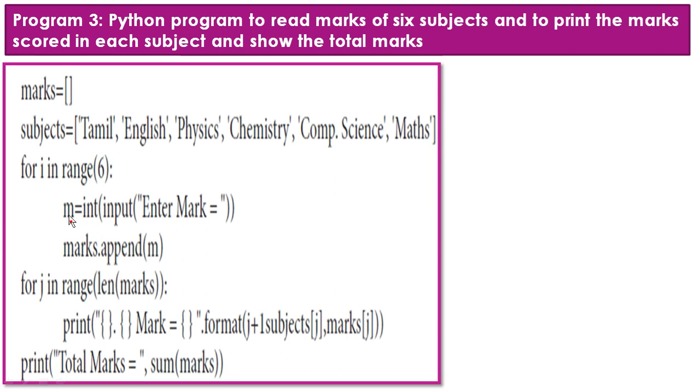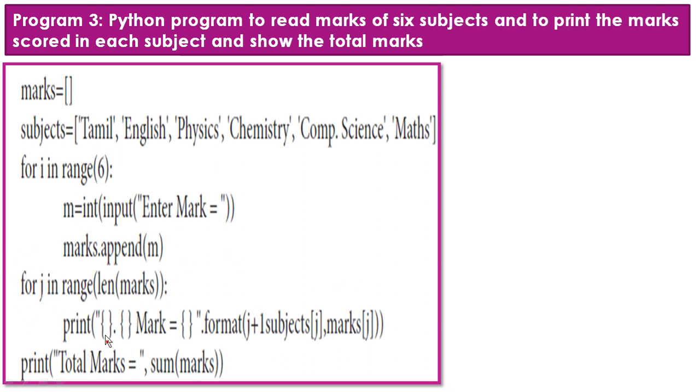Each mark is received by using the input statement, and these 6 marks are added in this list by using this for loop. In the next for loop, this list is printed. The marks list contains the values of 6 different marks, and the subjects list contains the 6 subjects: Tamil, English, Physics, Chemistry, Computer Science and Maths. These values are printed by using this for loop.